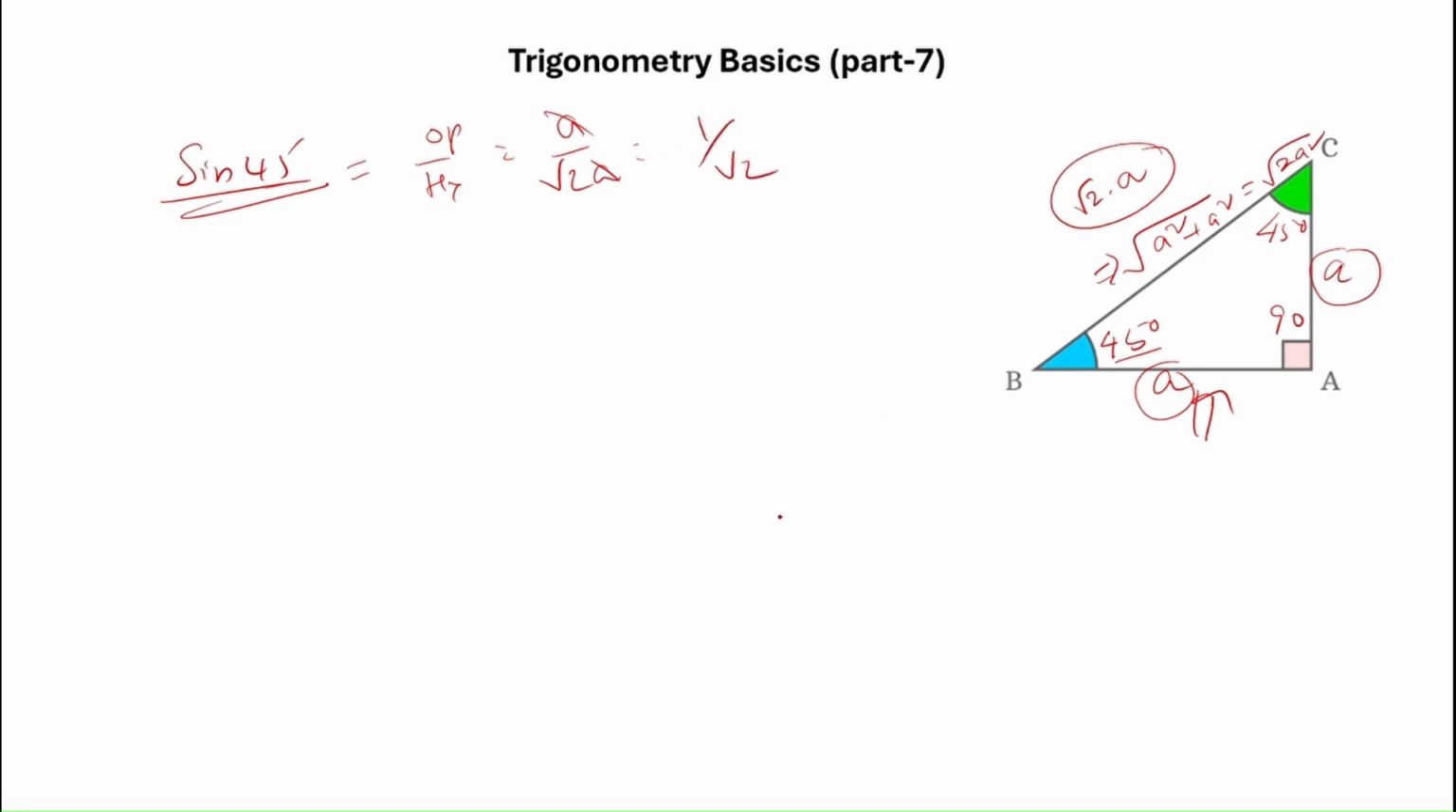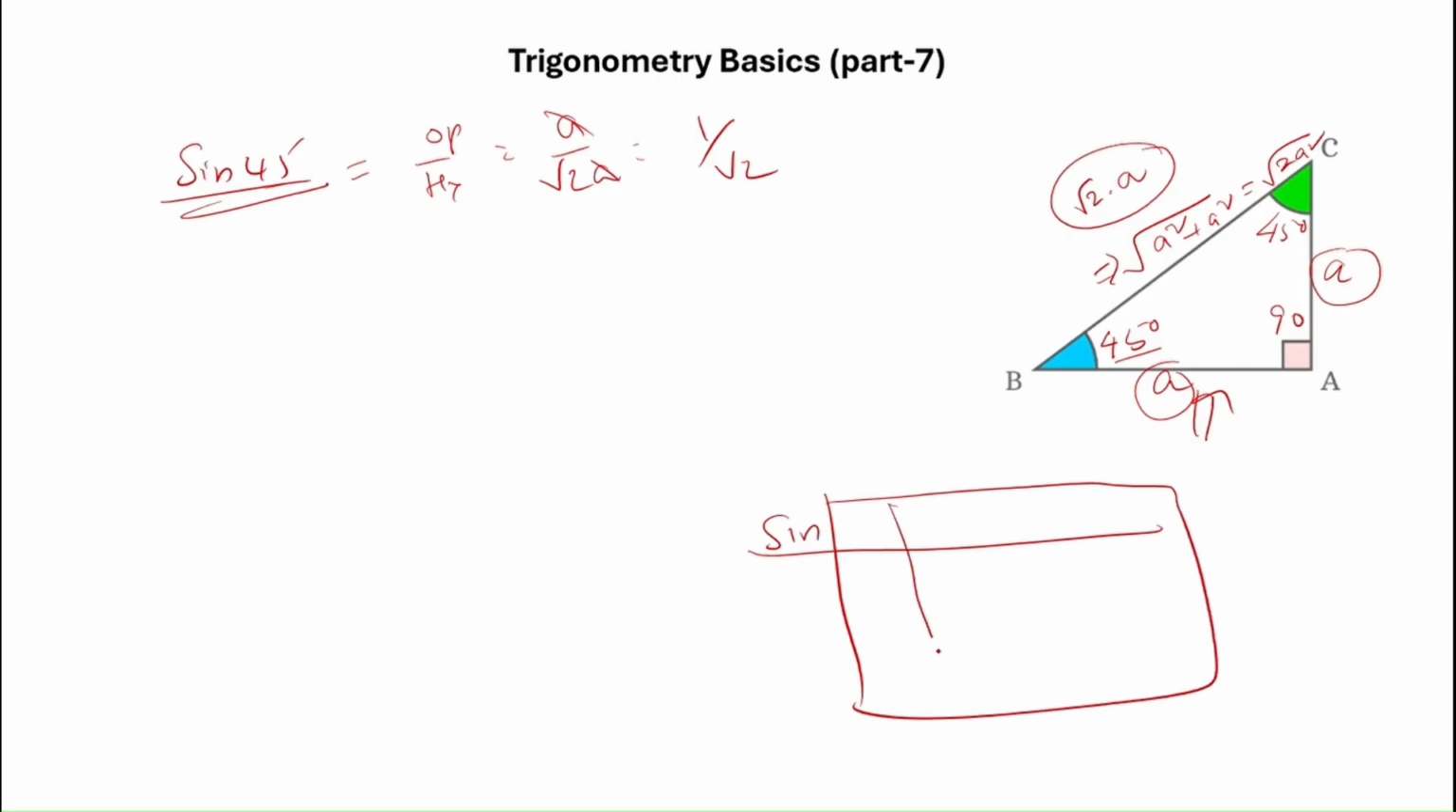Now for trigonometry, sine at 0, 30, 45, 60, and then 90. I know the value at 45, which is 1 by root 2. Obviously cos you can find out, which is a by root 2a, again 1 by root 2. So this is cos 45. And tan also you can find out, which is a by a, equal to 1. So I know the basic three trigonometric ratios at 45 degrees.